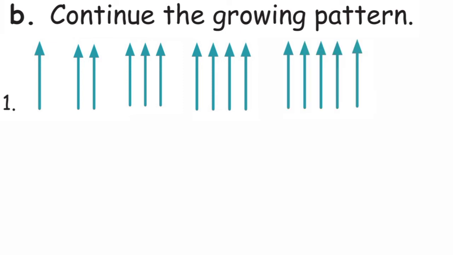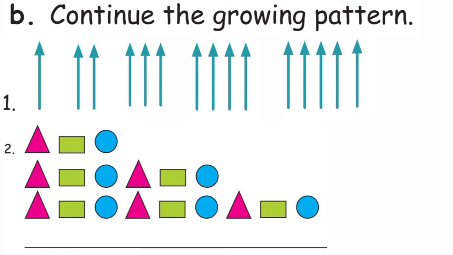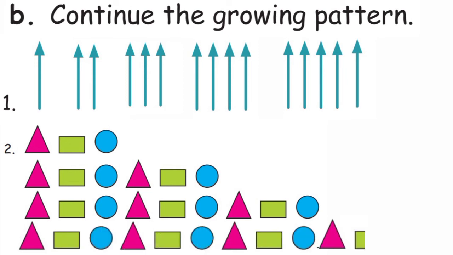Next, second question. See, there is a triangle, rectangle, circle in the first line. See in the second line, these shapes are repeated 2 times. In the third line, it's repeated 3 times. So what could be the answer? Yes, triangle, rectangle, circle. You should draw 4 times, okay?